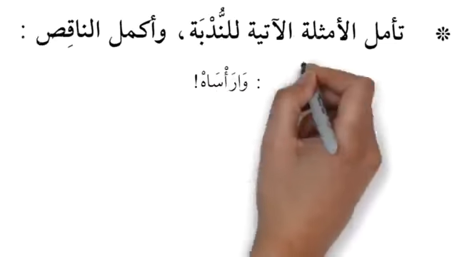So ta'amal amsilat al-atiyati lin nudba. So we know what nudba is: wail, lamentation. It means you are in pain or there's some type of hurt which has occurred. Wa akmalin naqis, and complete the rest. So we know ra'asi. So what happens? Nudba is only said by the person who is feeling the pain. Okay, so that's the thing about nudba.